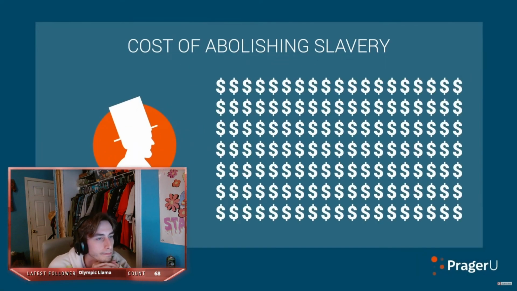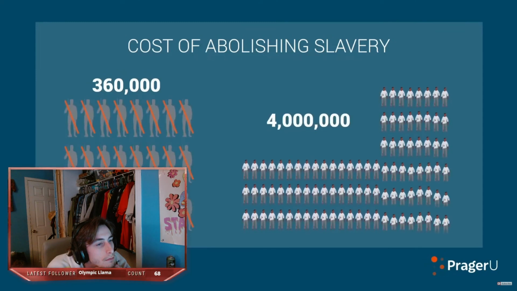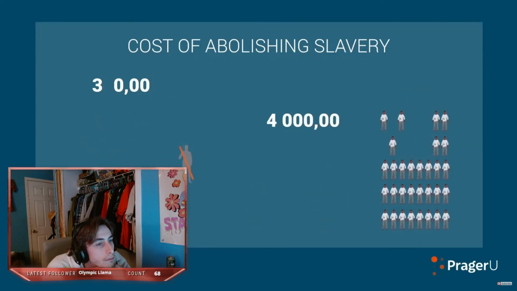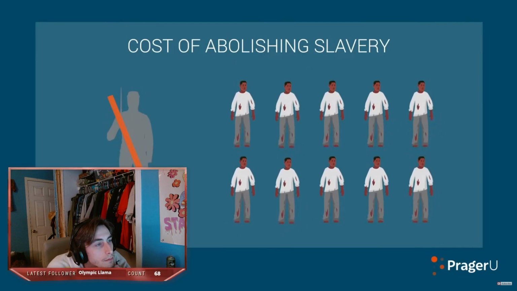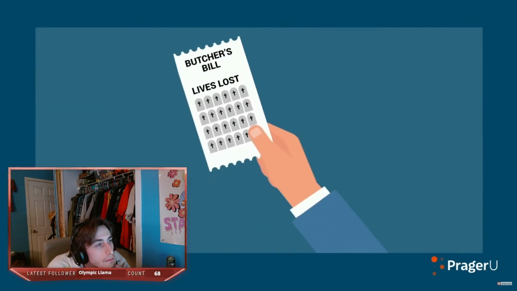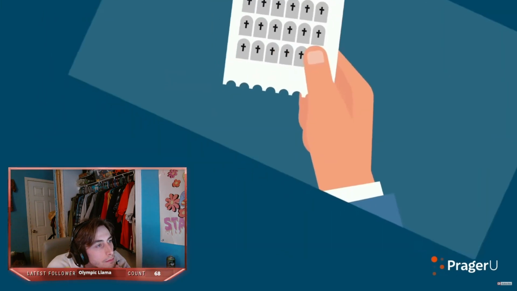Lincoln borrowed billions to pay for it, but also in terms of human life, 360,000 Union soldiers died in order to free 4 million slaves. That works out to about 1 soldier in blue for every 10 slaves freed. It's hard to look at that butcher's bill and conclude that the nation turned a profit from slavery.